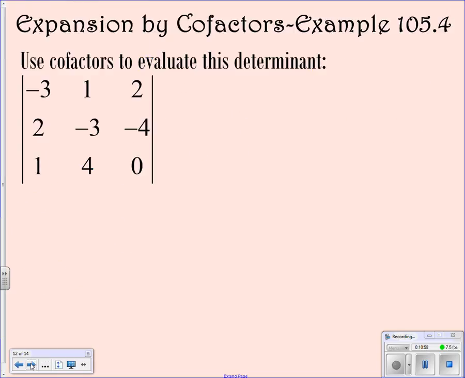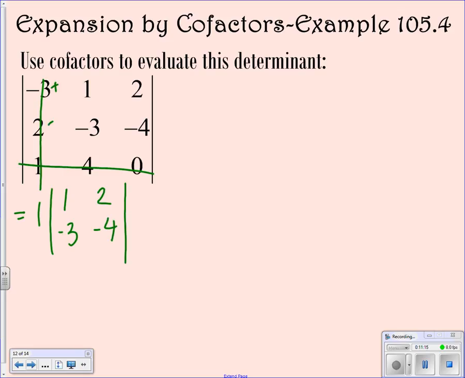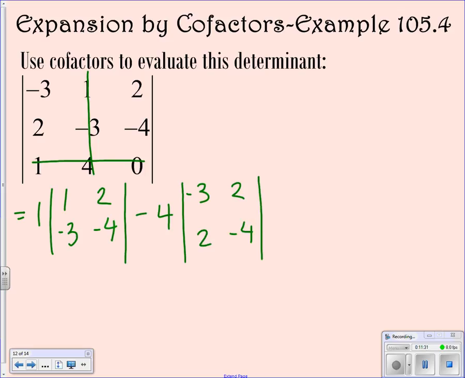We want to use cofactors to evaluate this determinant. So I'm going to use the bottom row this time. So I'm going to start with the 1. I'm going to have 1, 2, negative 3, and negative 4. And that's going to be a positive, because this is positive, negative, positive. And then if I use the 4, we are going to have negative 3, 2, 2, negative 4. And it's going to be a negative that goes in front of it. And then I'm not even going to have to write the last one, because the last one is a 0.